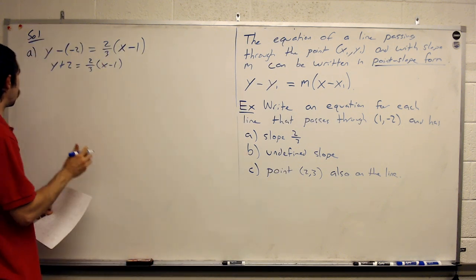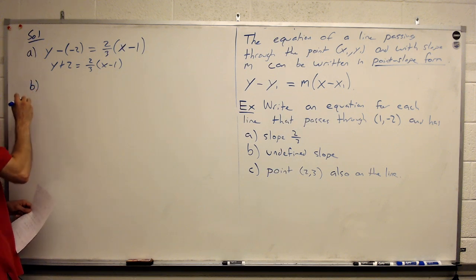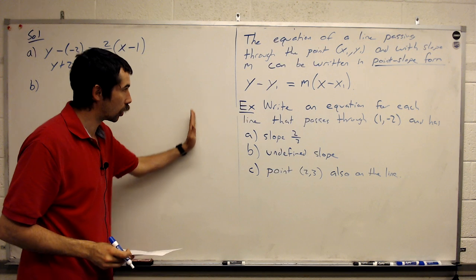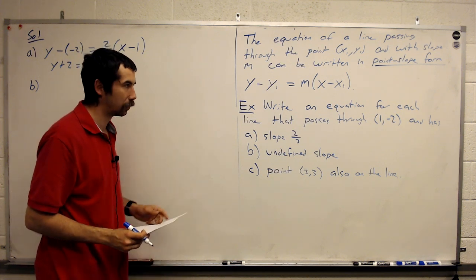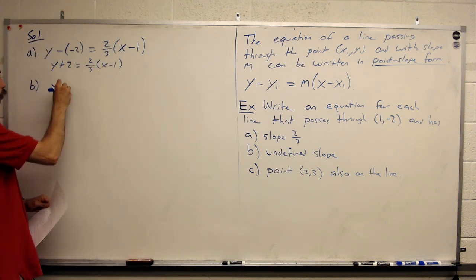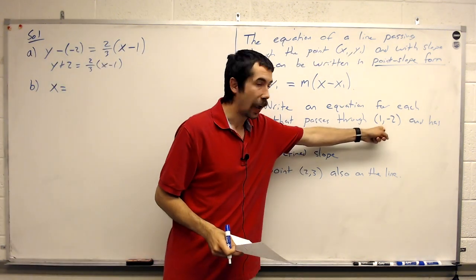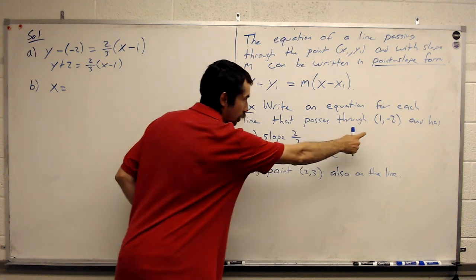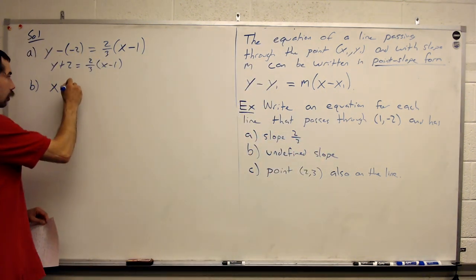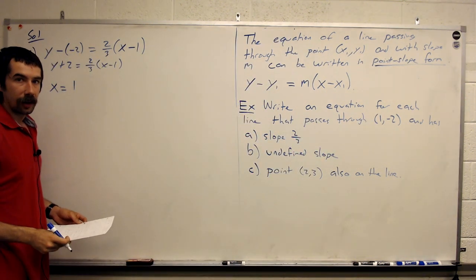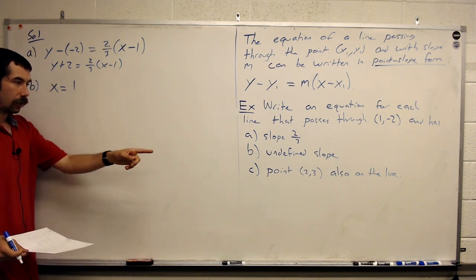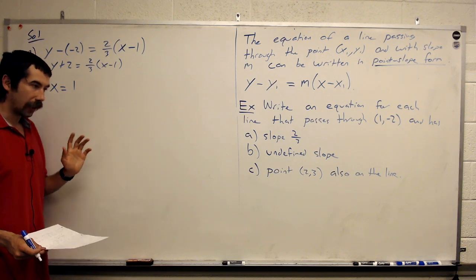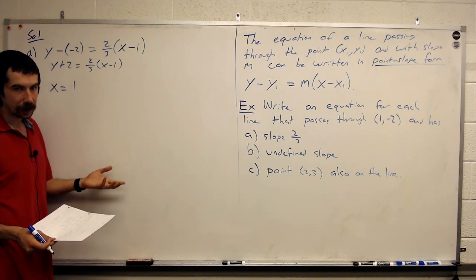Okay, let's look at B. Undefined slope. Remember, undefined slope means vertical. All of the x values are the same. And so it's x equals the x component of our point. Okay, so our point is 1, negative 2. The x component is 1. So it's x equals 1. And now finally, we have a second point on our line. So let's find the slope of the line, and then we could use point slope again.